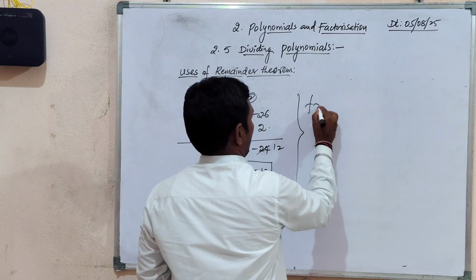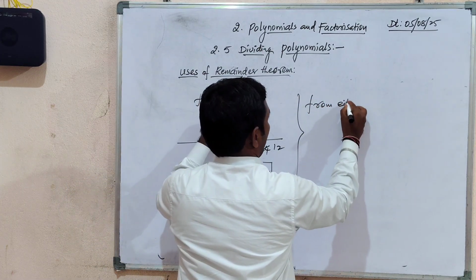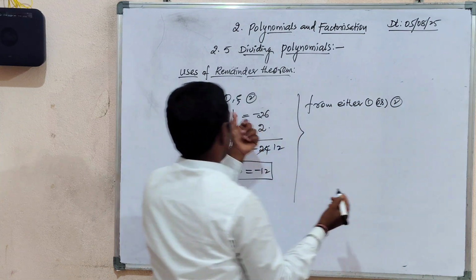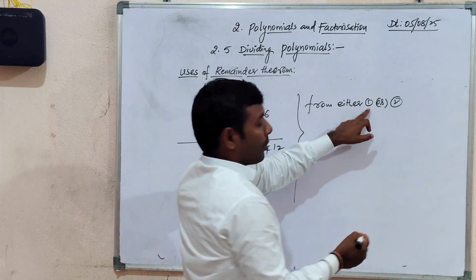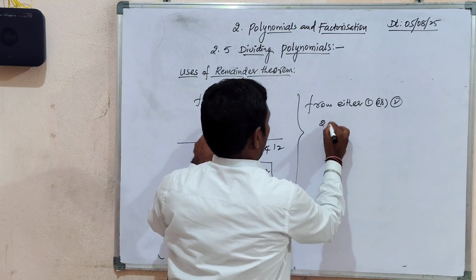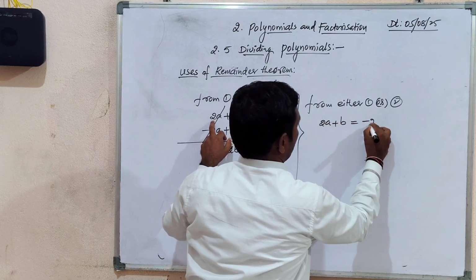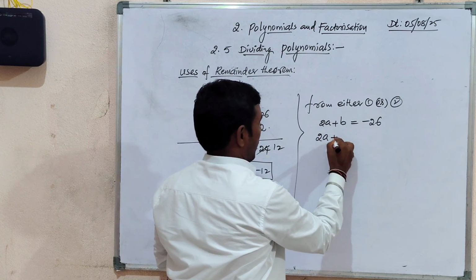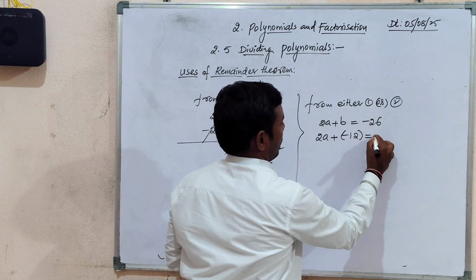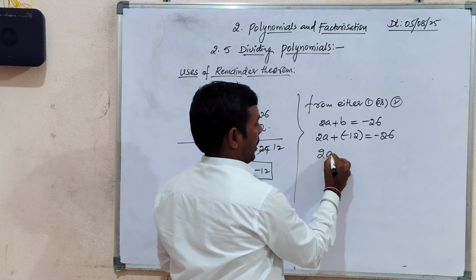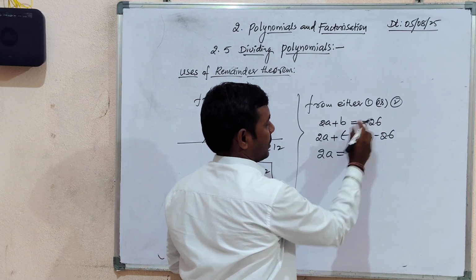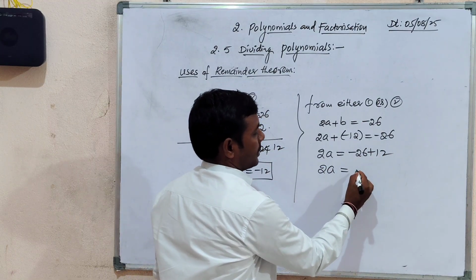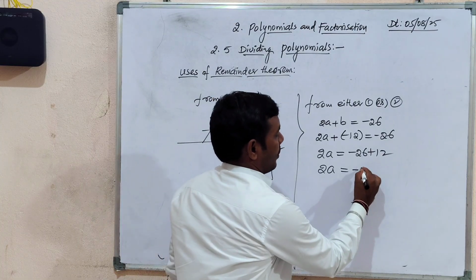Next, from either 1 or 2, you choose any one. Now according to my concern I am taking 1. What is that? 2a plus b is equal to minus 26. b is minus 12, substitute that. 2a plus minus 12 is equal to minus 26. Now 2a is equal to minus 26. While shifting that side, it will become plus 12. Right, now 2a is equal to, what is this answer? Minus, I think 14. Correct?